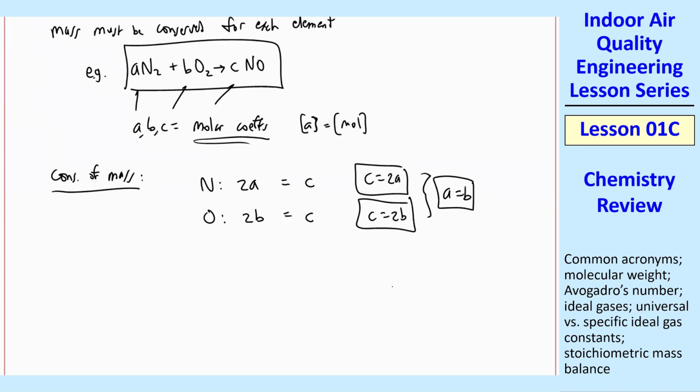Well, how can we solve this? Well, we're stuck because we have three unknowns, A, B, and C, but we only have two equations, one for N and one for O. So how do you do this? Well, you need to pick something. You can pick whatever you want.